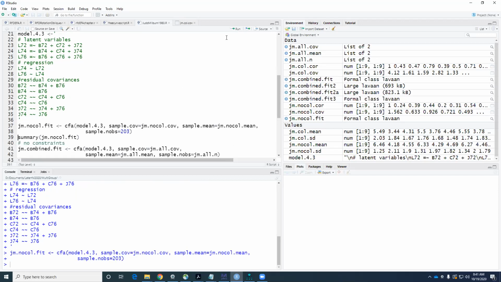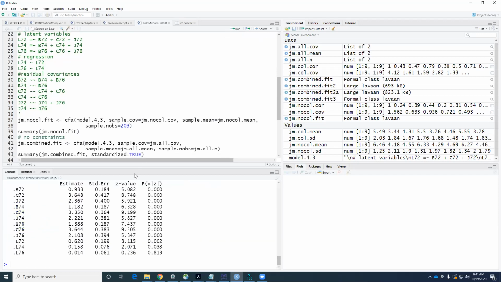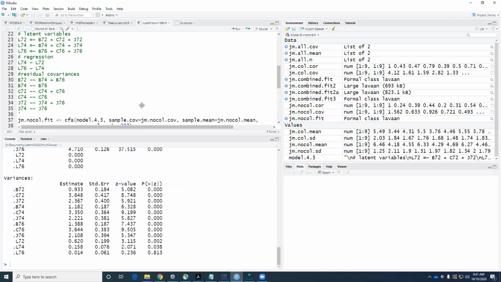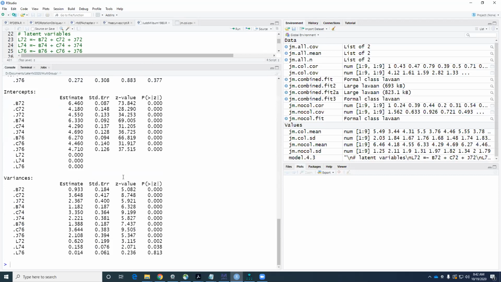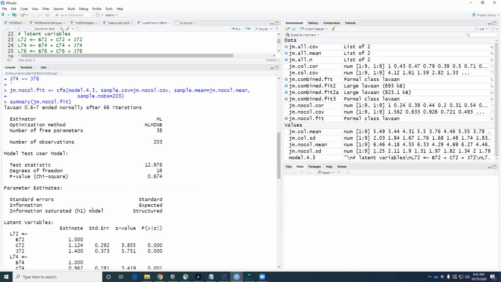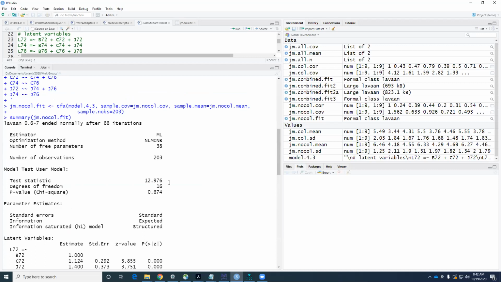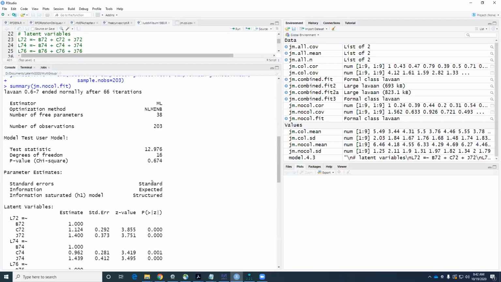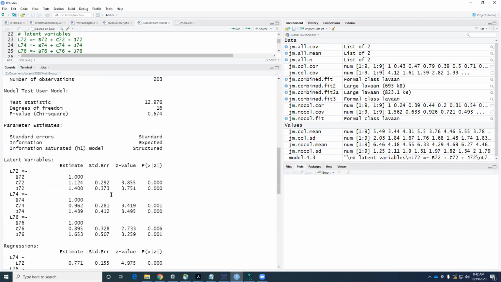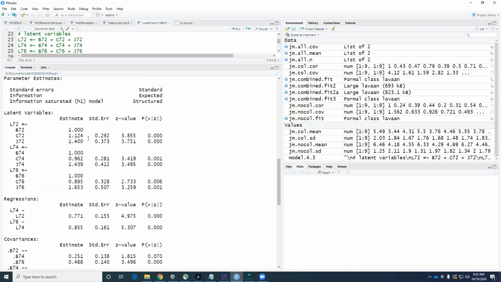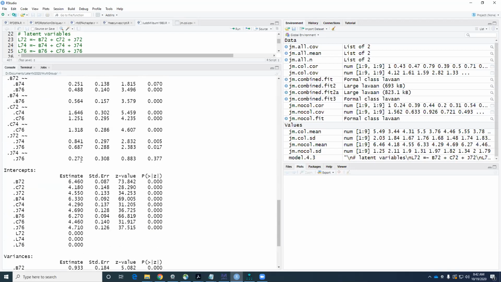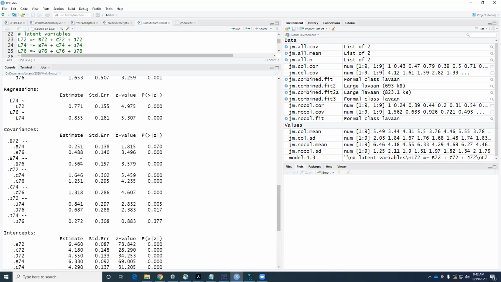And then we can take a look at our summary statistics for the no college group, at which point it gives us the chi-square, the degrees of freedom, the standard errors, and so forth. And here's our parameter estimates. We can ask for standardized ones if you'd like as well, but that fits all of those for us.